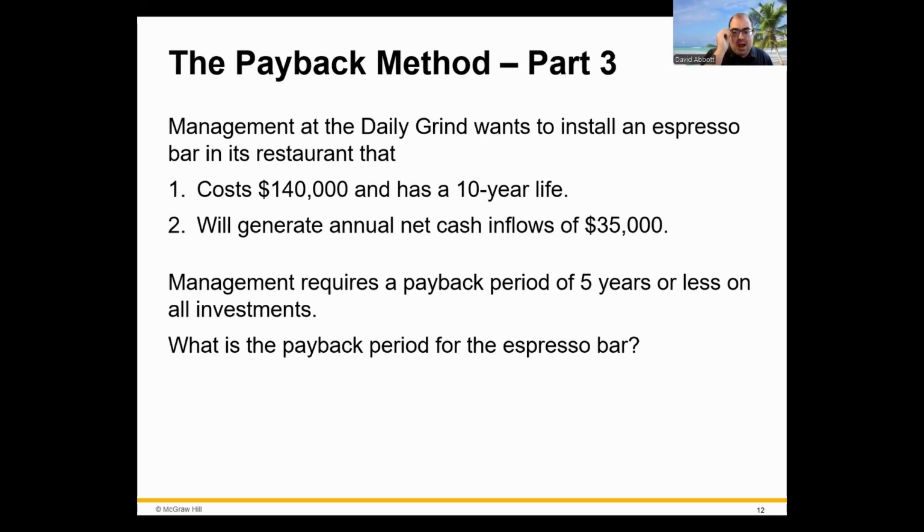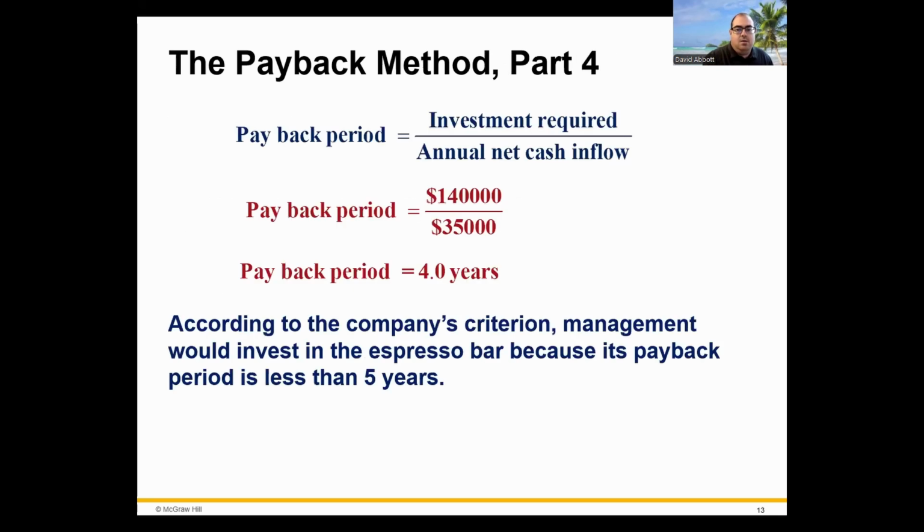So we work that out. The payback would be 4 years, because the initial investment is $140,000 divided by the $35,000 of revenue generated each year. So the payback period is 4 years. Based on this initial criterion, management would invest in the espresso bar because its payback period is going to be less than 5 years.